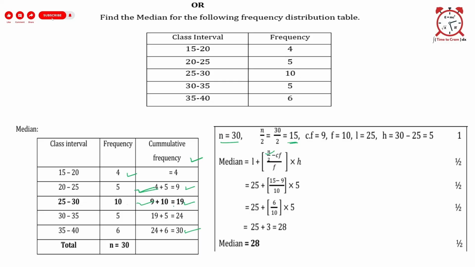So we have to take the n by 2 value in this class interval. So L equal to 25, the lower limit, class size is 30 minus 25 equal to 5, and the frequency of this class is 10, and the cumulative frequency of the preceding class is 9. And this is the formula for the median. Let us keep all the values properly here. Then we will have a median of 28.